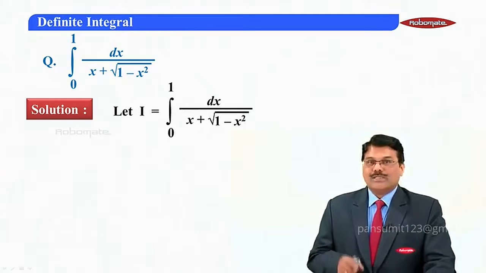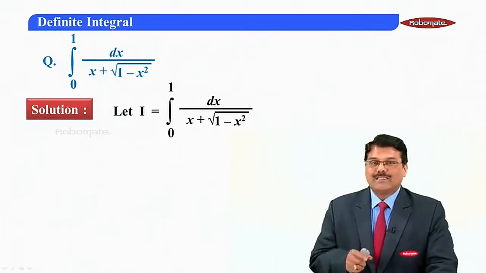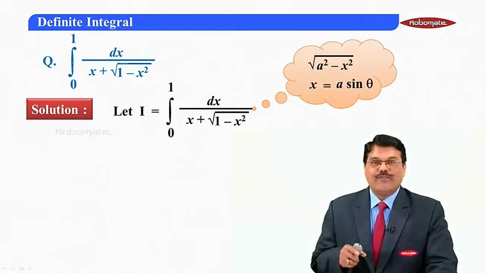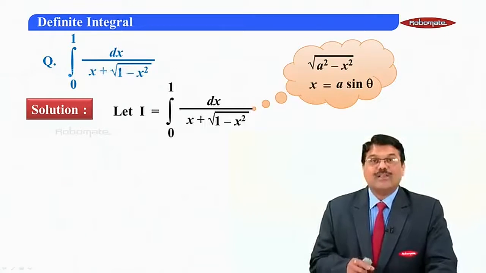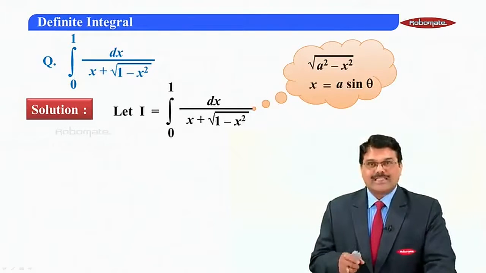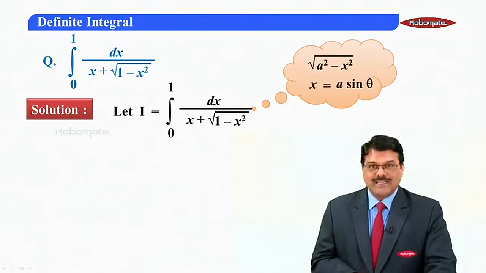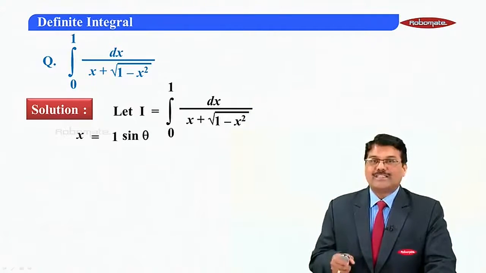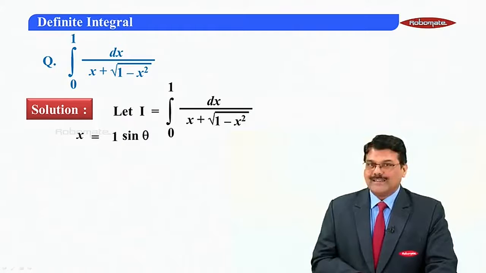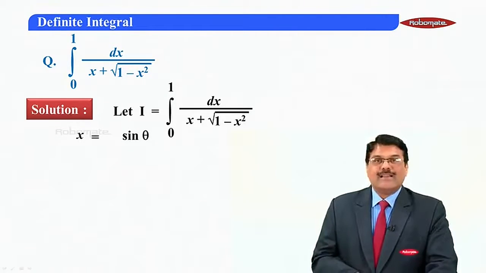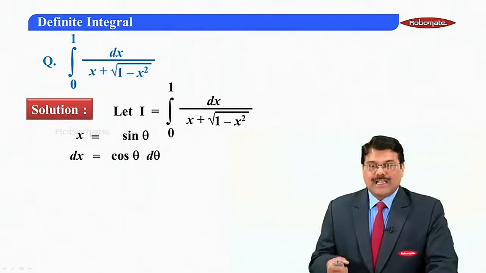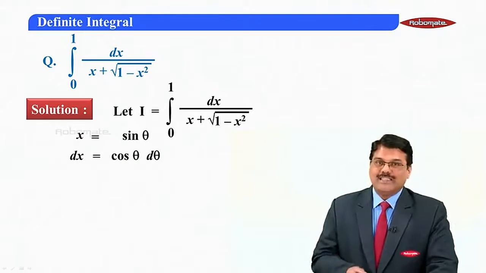Now students, here we have the root of 1 minus x square, which is same as root of a square minus x square. So what is the substitution? x is equal to a sine theta, right? So similarly here we will take x is equal to 1 sine theta. Now instead of 1 we can write it x is equal to sine theta. Let us differentiate. If I differentiate, I'll get dx is equal to cos theta d theta.